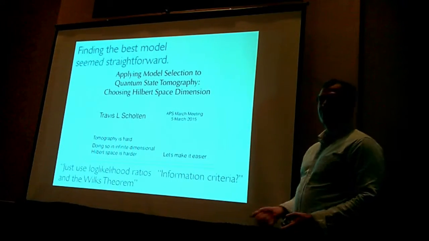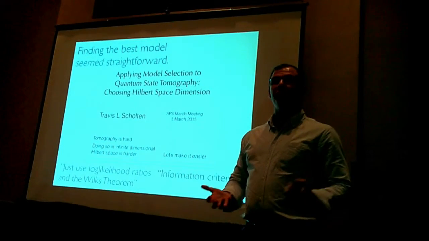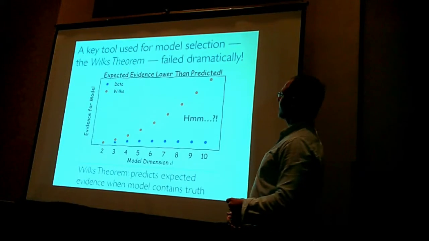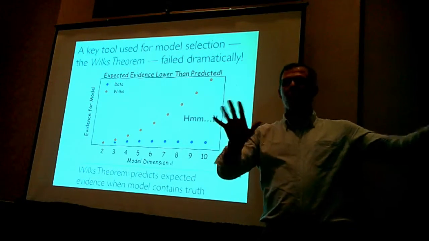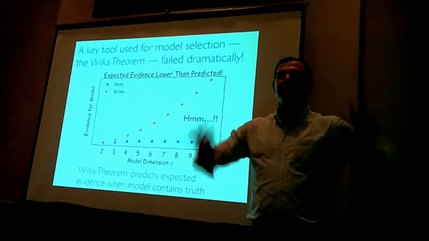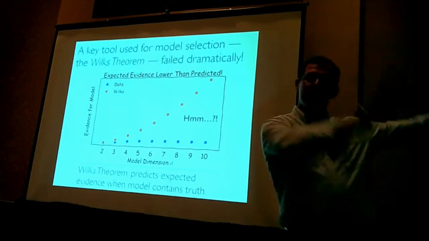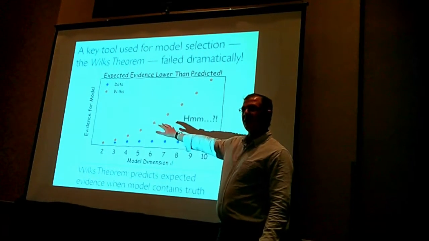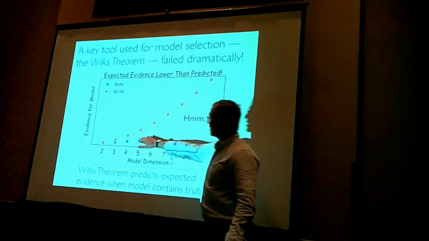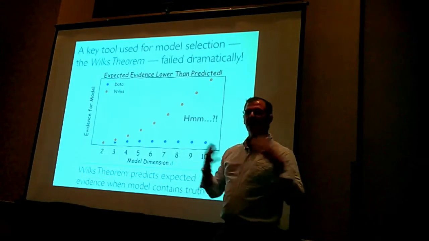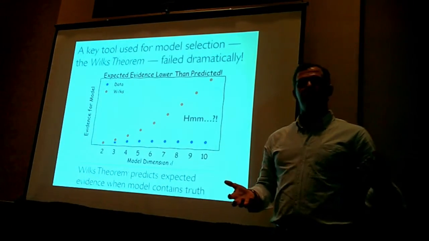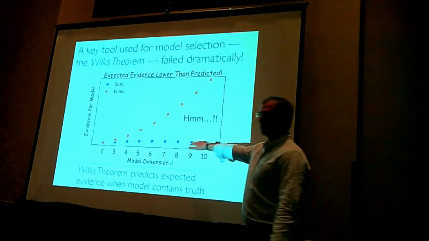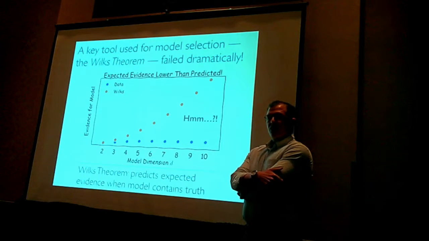Well, we didn't investigate information criteria directly. We investigated a tool that a lot of people use for model selection: these log likelihood ratios and a result called the Wilks Theorem. And what we discovered is that that key tool, within the context of state tomography, fails dramatically. We're going to get to all the definitions later, but suffice it to say that the amount of evidence that you would expect to see if your model contains the truth, as predicted by the Wilks Theorem, would grow quadratically in your Hilbert space dimension or model dimension. We did a whole bunch of Monte Carlo, and we observed that this expected evidence sort of plateaus, which is really awkward.